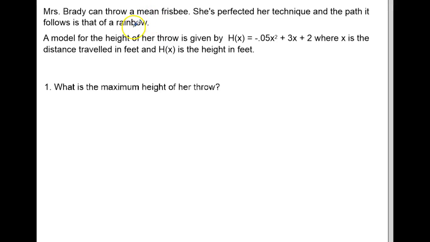Okay? So I can throw a frisbee. I bet you didn't know that. And I have been taking lessons, and I perfected my technique. And that frisbee goes in a beautiful arc. It goes in a rainbow. So I'm pretty talented.